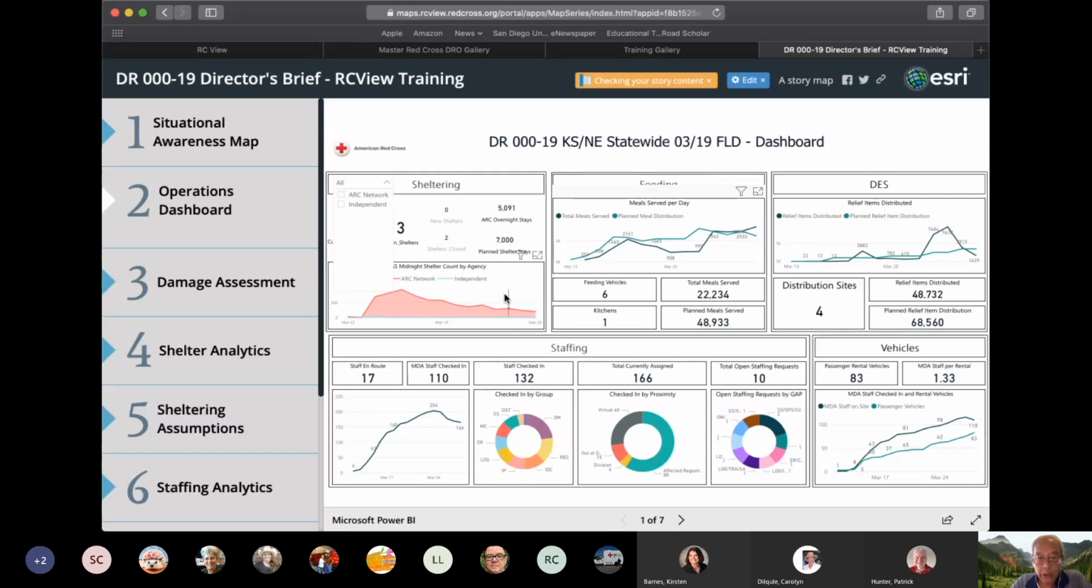So folks are leaving the shelter, they're going back home, but now they need remote feeding and also cleanup kits. So the numbers kind of jive together, what you would expect.